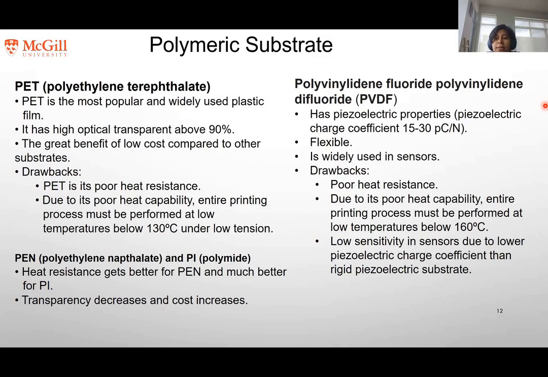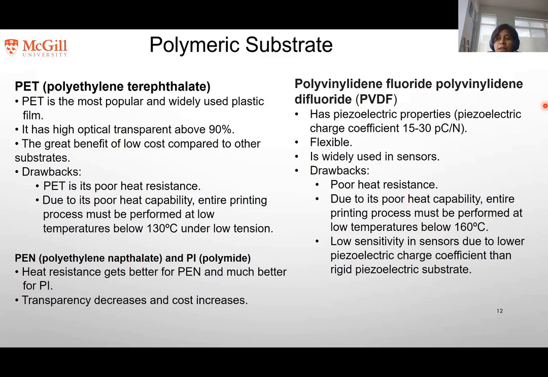PVDF has a piezoelectric property. It has a piezoelectric charge coefficient of around 15 to 30 picocoulomb per Newton. They're flexible, and you will see that for a lot of flexible acoustic sensors, they are widely used. The drawback is again the poor heat resistance. We cannot really heat them up more than 160 degrees Celsius, so we are limited by this temperature range. Another thing is also the lower piezoelectric charge constant compared to rigid piezoelectric substrates.